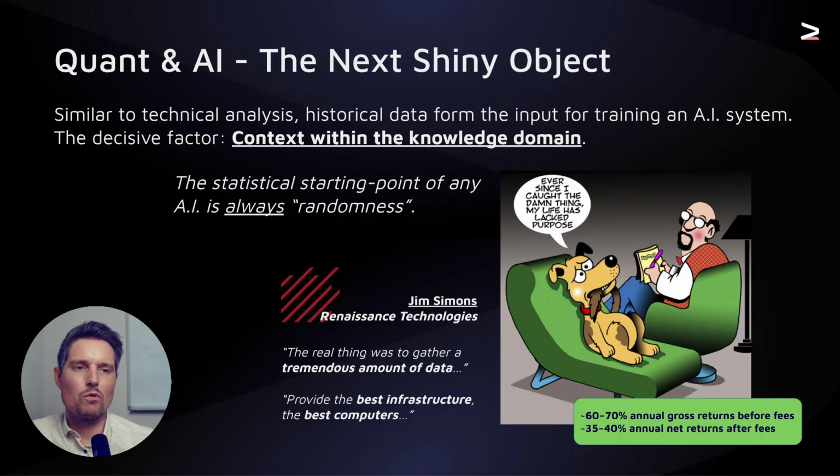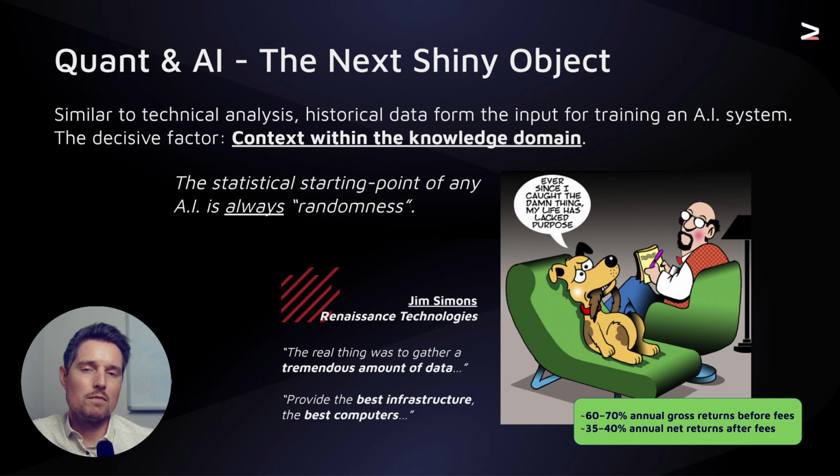So if you want to use it for making trading decisions, I guess this kind of changes the game, right? So AI systems. The decisive factor, I put it on the slide here. I said, what's missing? No, the decisive factor is context within the knowledge domain. I put an image of the dog there chasing its own tail, right? So you start this quant and AI thing, and all of a sudden you realize that you put in all this price data, and what comes out is kind of random garbage, right?